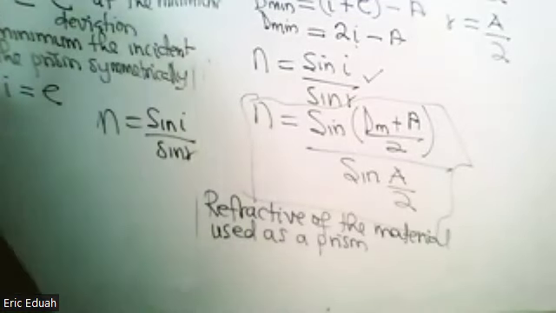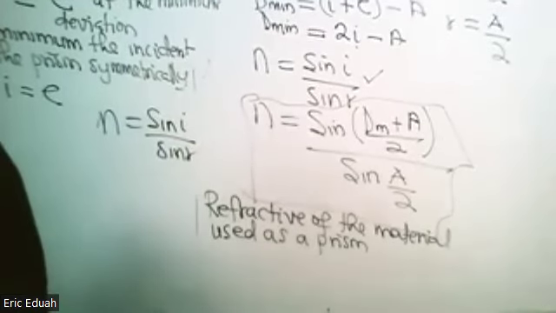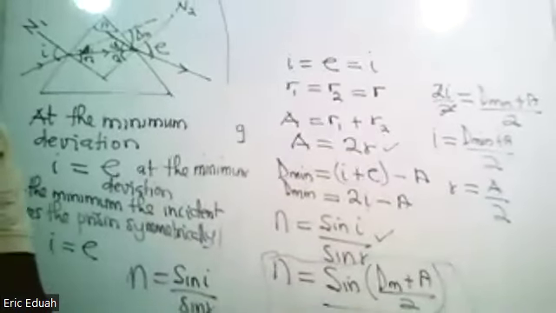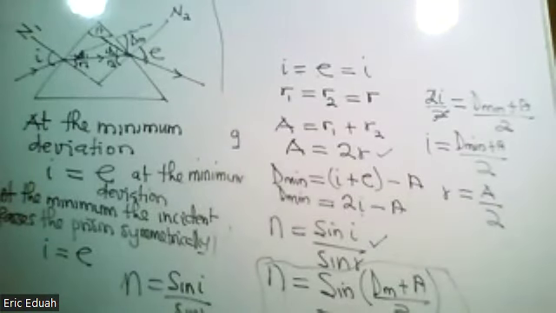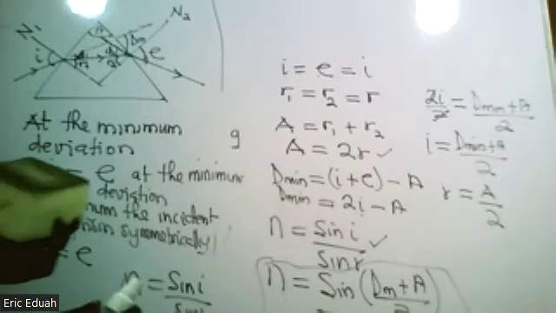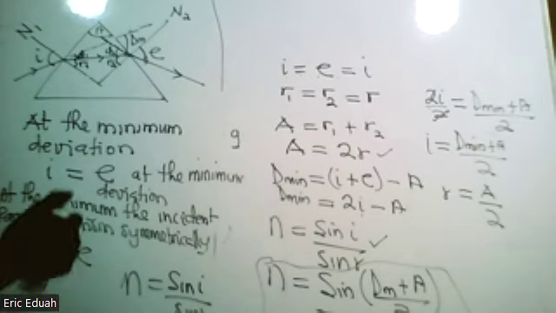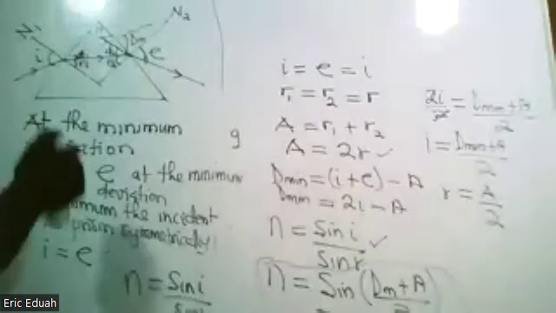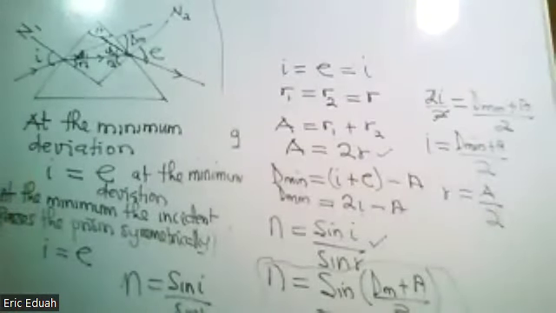All right. Now let's plot a graph of what happens at minimum deviation. When you plot a graph of the angle of incidence against deviation, what happens? There is a graphical representation as we vary the angle of incidence to get to the minimum deviation.